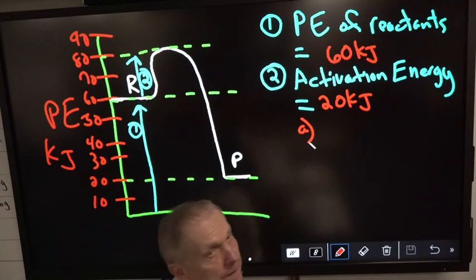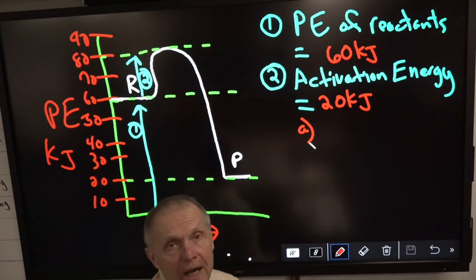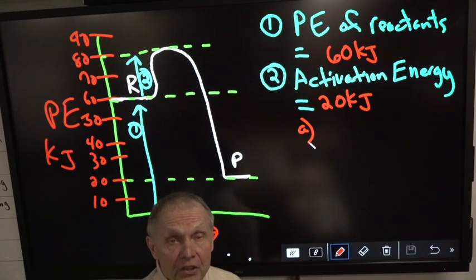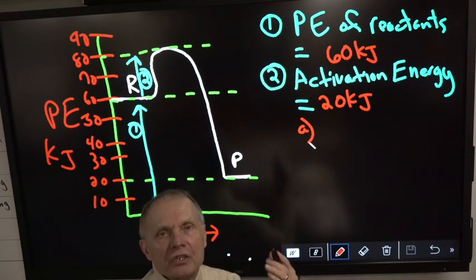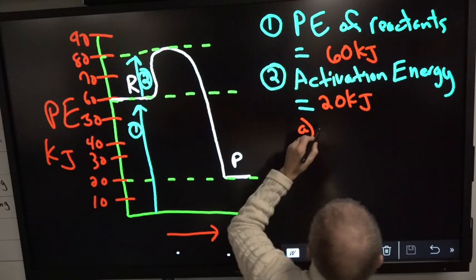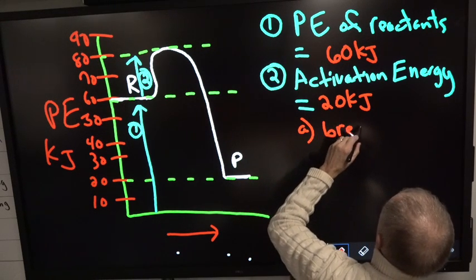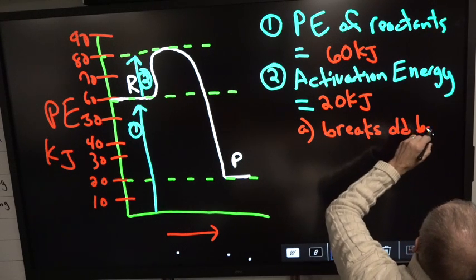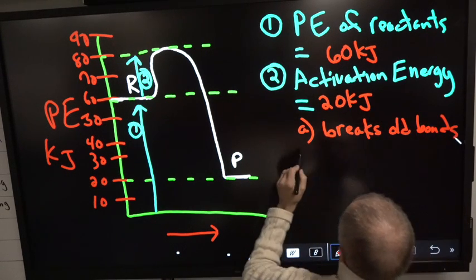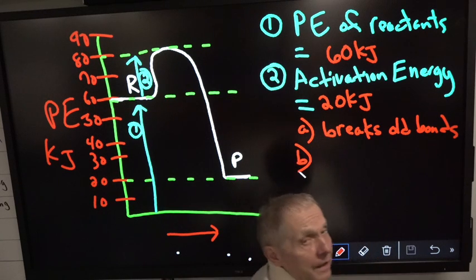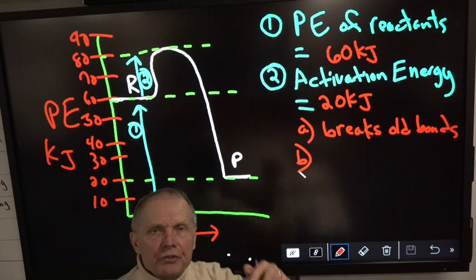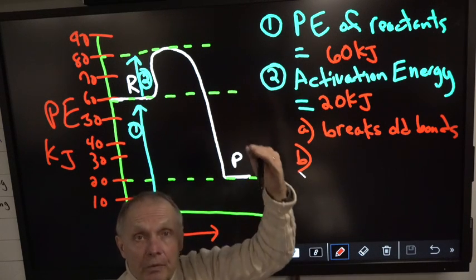And for letter A, there's a bunch of stuff under activation energy that you have to know. For letter A, activation energy, like we talked about before, breaks the old bonds. Letter B, activation energy always runs from the reactants to the top of the reaction.